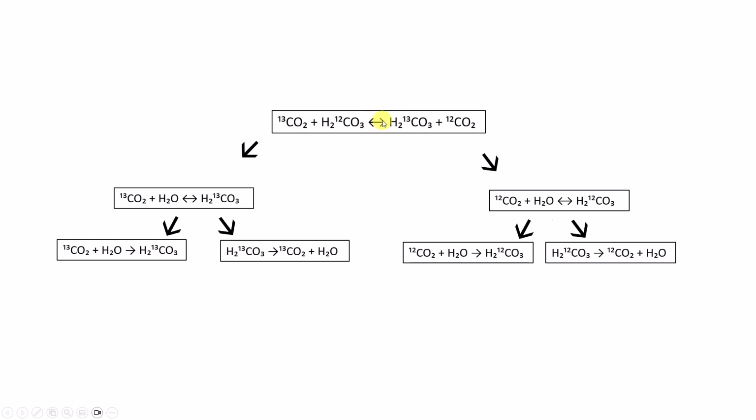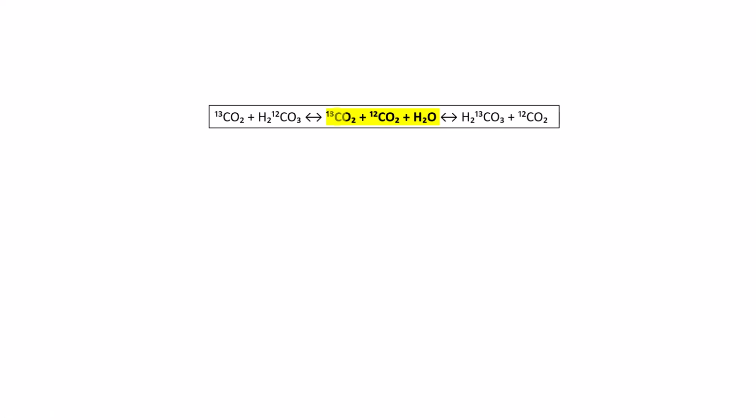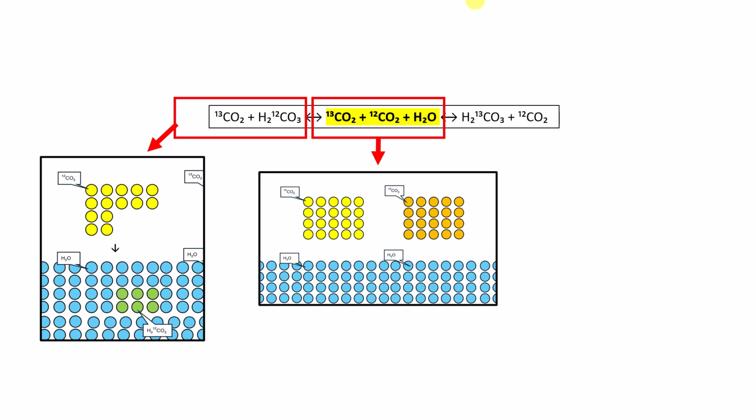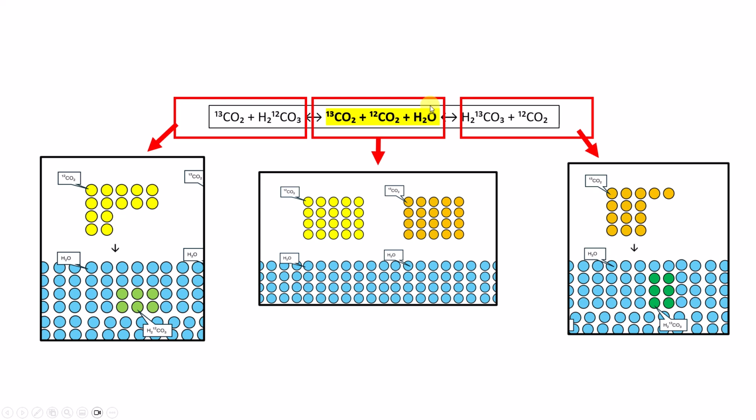And I'm going to add an intermediate step here. And this is going to hopefully improve our understanding. I've added this step, and this is what we actually started with, if you think about it. This was the initial, the original, the time zero state. This is what we started with. Now, if the reaction moves in this direction, you have 12CO2 reacting with H2O, leading to H2 12CO3. And if the reaction moves in this direction, you have 13CO2 reacting with H2O, leading to H2 13CO3 and 12CO2.